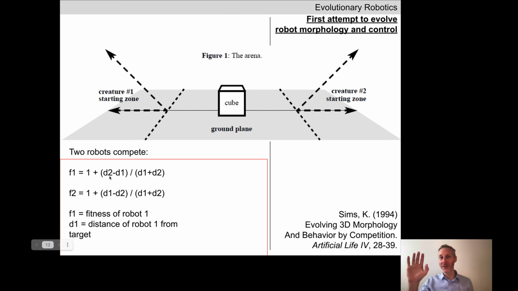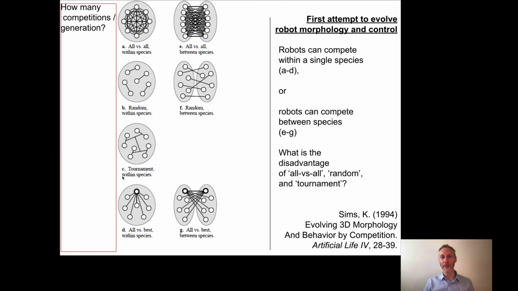You'll notice there were some other solutions where one creature would actively push another creature away from the cube. So in that case, evolution tended to focus on this term, trying to maximize the distance of your competitor from the cube and forget about touching the cube yourself. Okay, lots of different ways to solve this problem. Okay, so that's our fitness function.